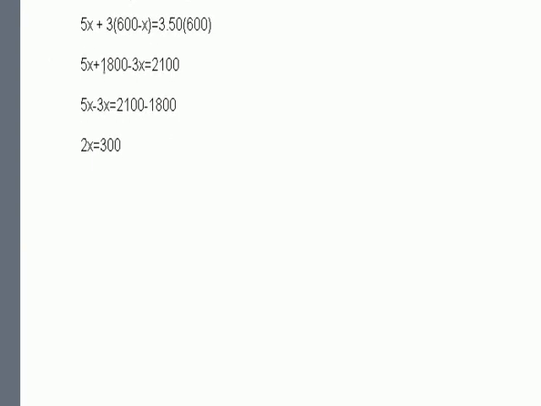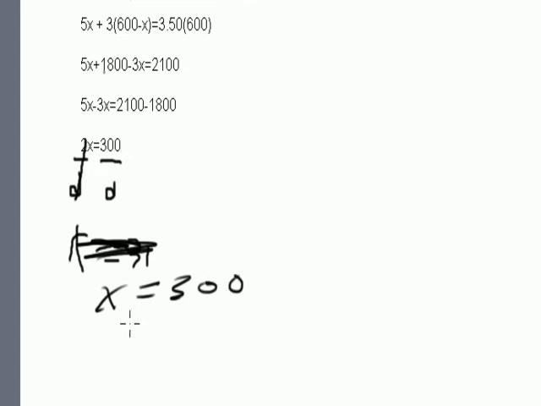Now, all that's nice and pretty. So now you know you have to do what? Divide both sides by 2. And then you get x equals what? 150. I'm sorry, I can't divide. 300 divided by 2, x equals 150 pounds, right? Of who? Of Earl Grey, right?